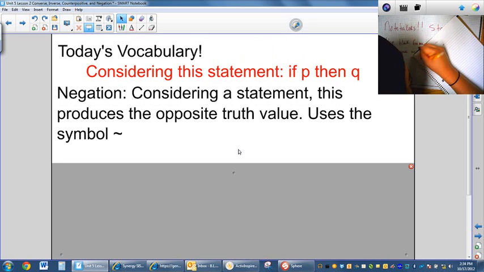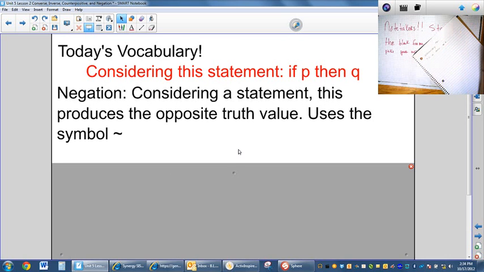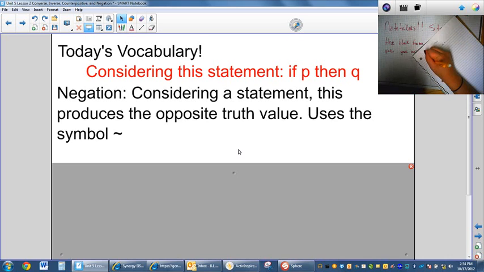Those are like bonus vocabulary. I didn't even look it up. I didn't know it.